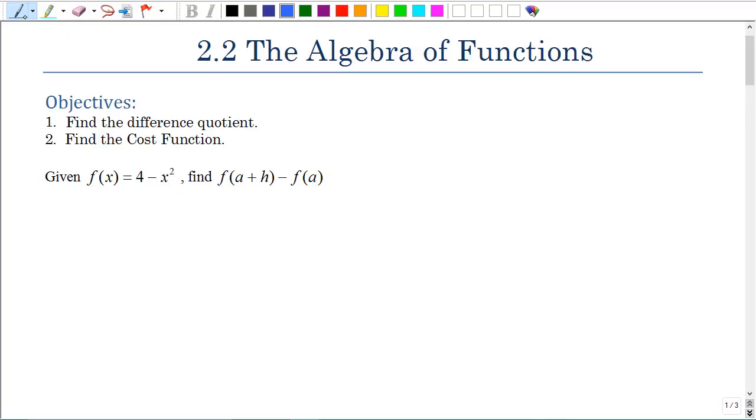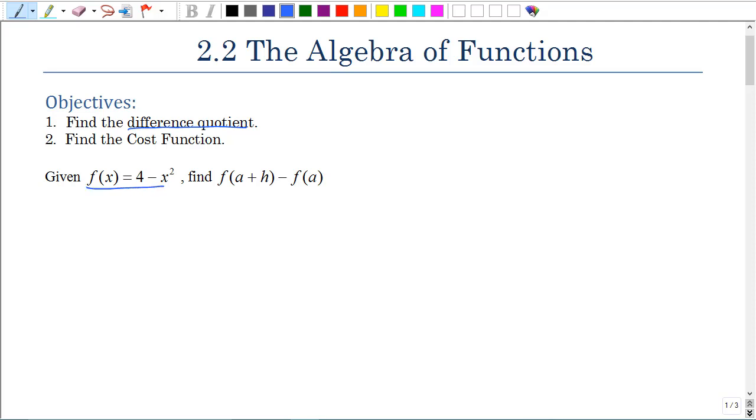In this video, we're going to find what's called the difference quotient, and then we're going to start looking at some business applications, starting with the cost function. Before we dive right into the difference quotient, let's review from the last video how to evaluate functions.